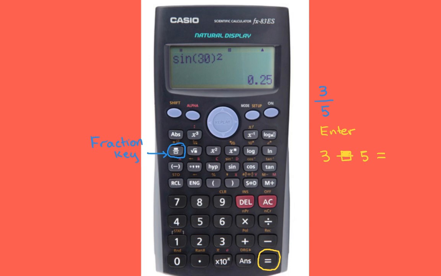Now I'm going to show you one other very interesting and useful button, the S to D button. You might have a variation of this. It might be called something else, but it will have the same function. It changes a fraction to a decimal. So go ahead and enter 3/5 again, 3 fraction 5 equals, and press that S to D button. What do you get? Did you get 0.6? Have a play with that.